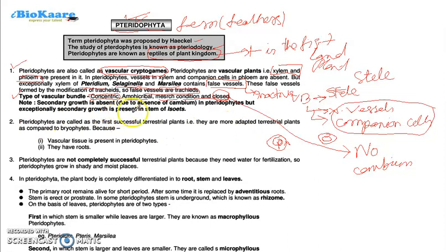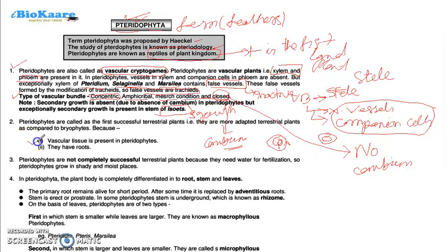Exceptionally, it has been found that in Isoetes, this question is coming in NEET, in Isoetes we do find secondary growth present. That is, in Isoetes the secondary growth is found. So secondary growth present means cambium must be present, that is, cambium is found in this Isoetes.